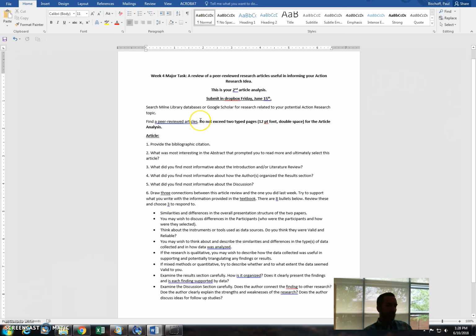Some journals are much more rigorous than others. That's kind of hard to tell from just doing an online search. But look for papers that come from what you believe to be reputable journals. Again, you're doing action research, and there is that Journal of Action Research that I showed you the first week. You're welcome to look at that. But look for a high-quality paper, bottom line there.